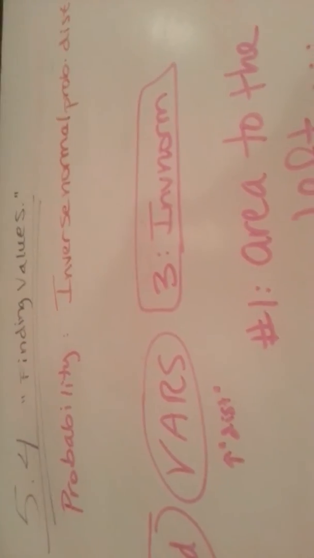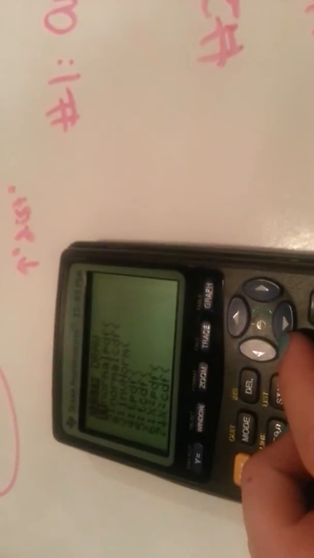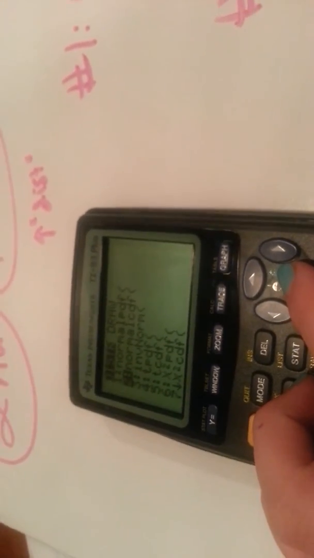Okay, so we're going to finish with 5.4, which is finding values. And how you have addition, subtraction, multiplication, division, powers, and roots. The opposite of probability is called the inverse normal probability distribution, or the inverse norm. And the way you find this on a calculator is you go second vars, and you choose inverse norm, which is number 3. So I can show you on the calculator, but I'm going to go into greater detail in a second. But basically, like I said, second vars, and you have all these ones, and that's where you have the normal PDF. You just go one under the normal CDF, and you choose 3, inverse norm, and then you're going to type in different numbers.